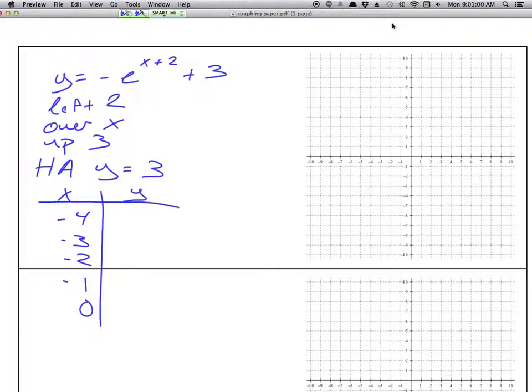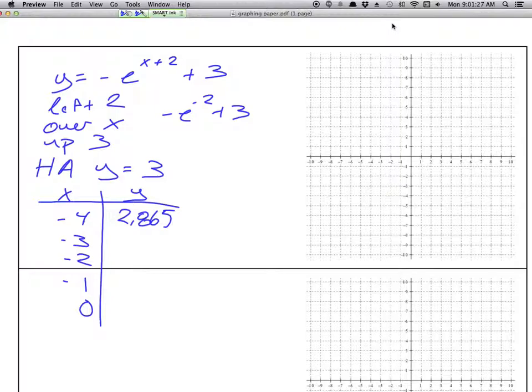So let's plug negative 4 in. If I plug negative 4 in, that makes my exponent negative 2. So I need to plug in negative e to the negative 2 plus 3 in my calculator. So negative e to the negative 2 and then plus 3. That gives me 2.865.